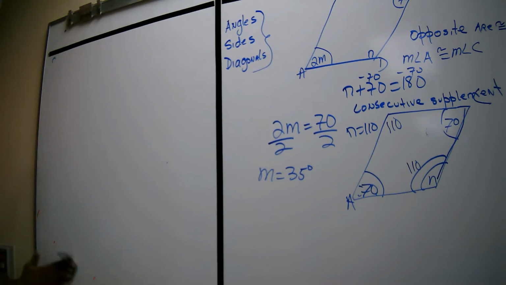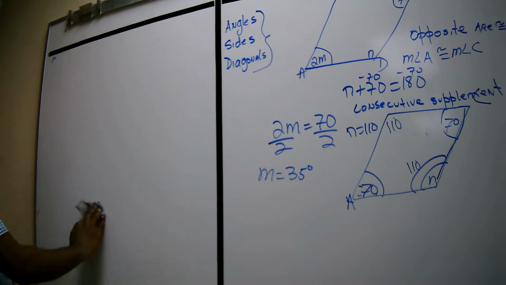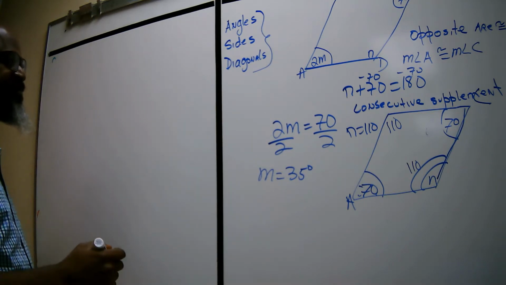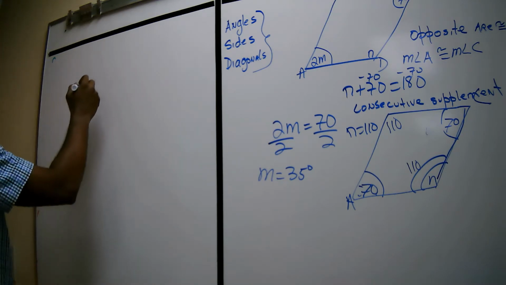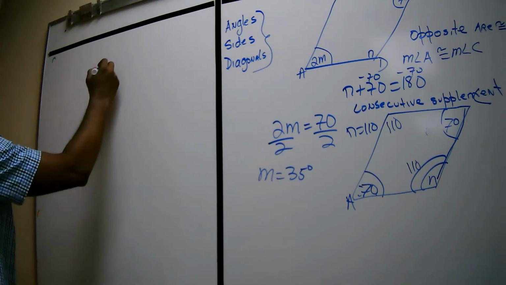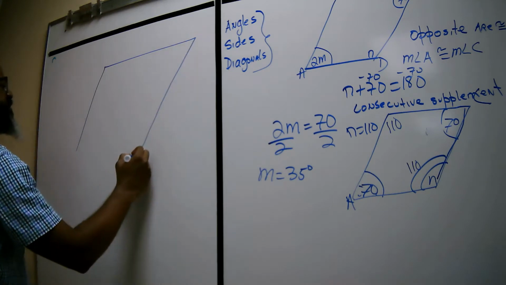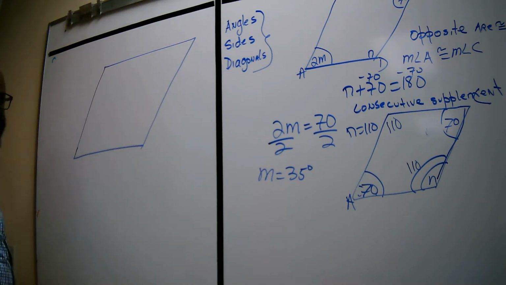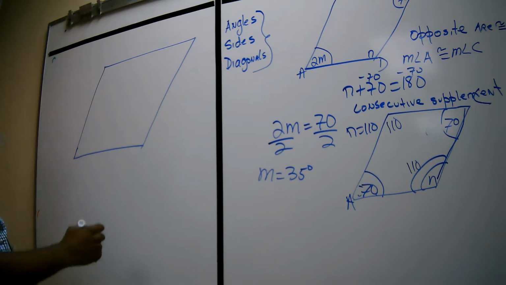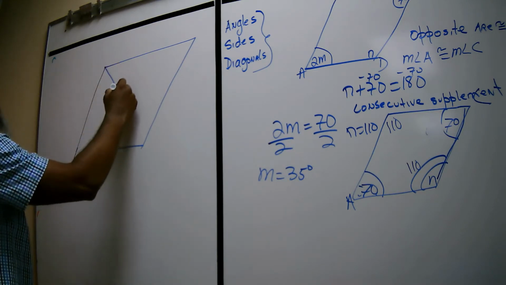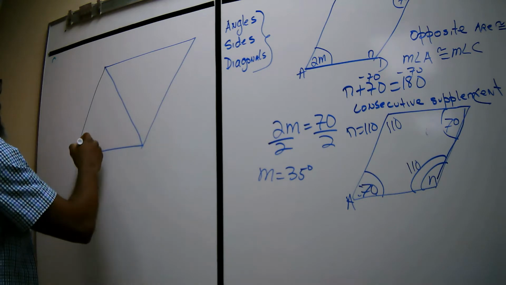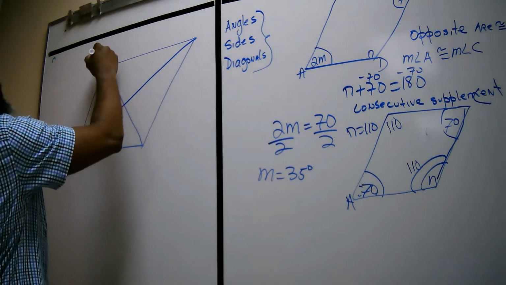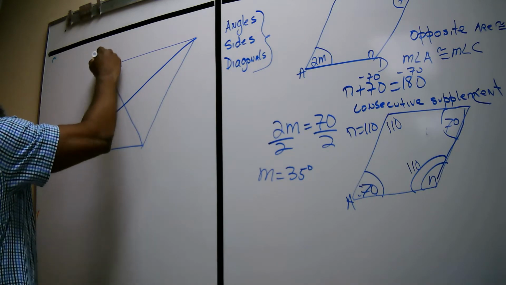Learn your properties. Know when you're dealing with a diagonal. Know when you're dealing with a side. In this case, I have a problem that goes this way. It's a parallelogram. I've been told it's a parallelogram. Then from here to there is a diagonal. Now I can see that I'm dealing with a diagonal. So I will solve for the missing part.